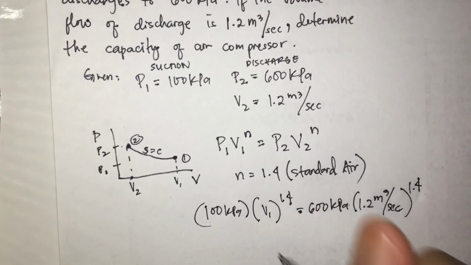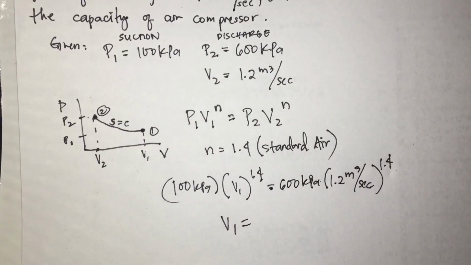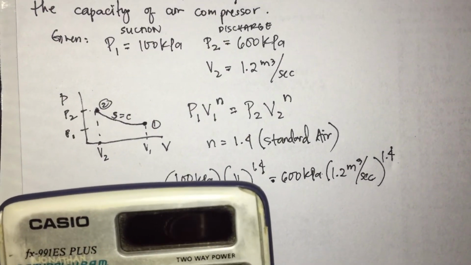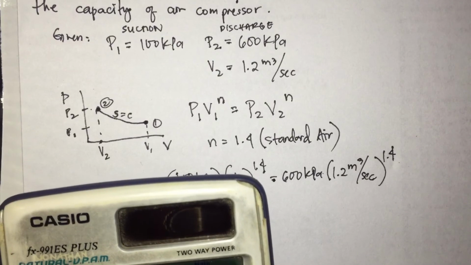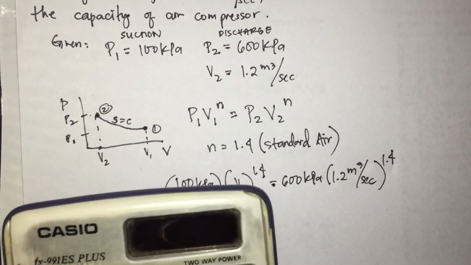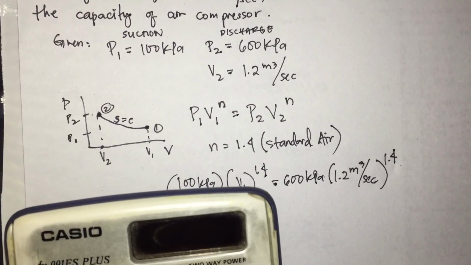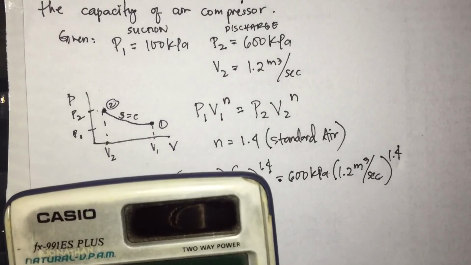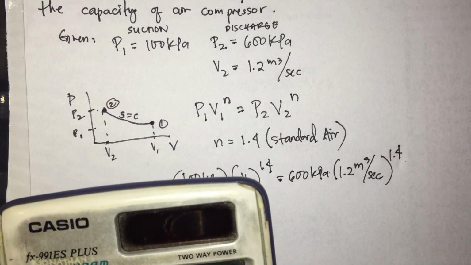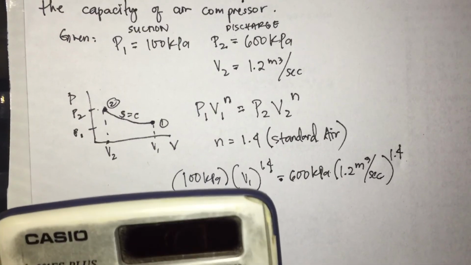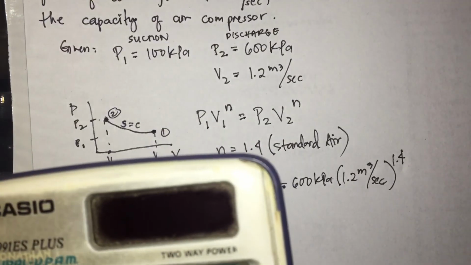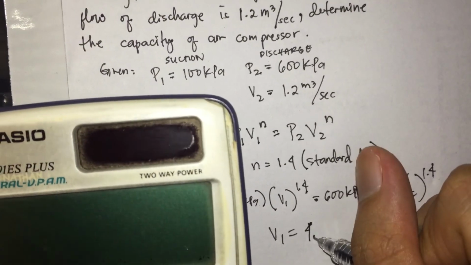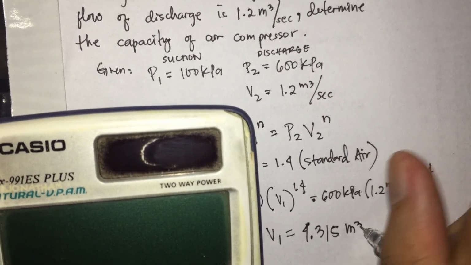Then, solving simultaneously, we can get V1 is equal to 1.2 raised to 1.4. So the answer will be 4.315 meter cube per second.